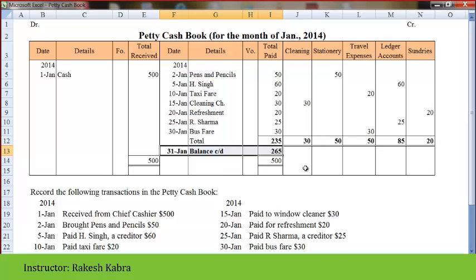So it means on the first day chief cashier gave $500 to the petty cashier, and out of that 500 he expended how much amount? 235, and this much amount left with him.